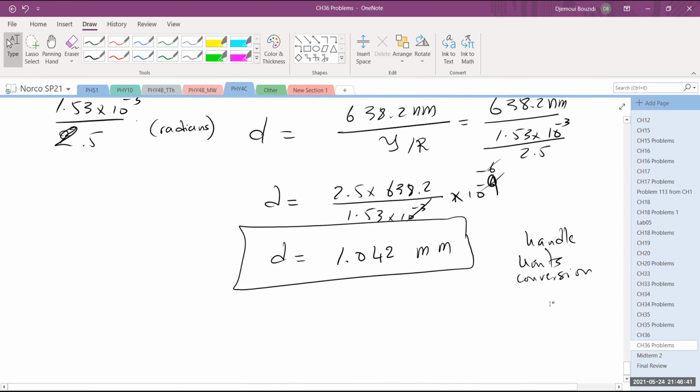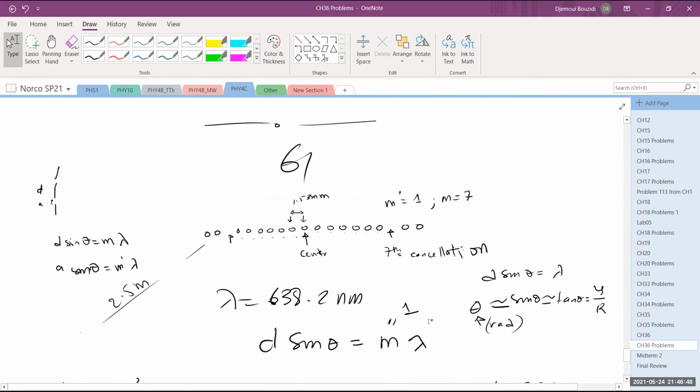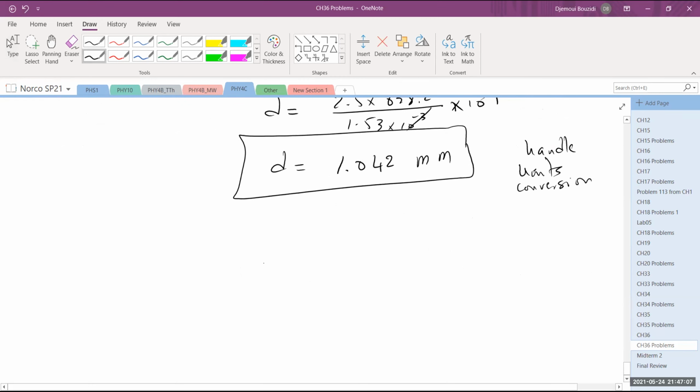And the next question is, how wide is each one? Basically a. So now we have d. I need to find this angle. Obviously, this angle is not going to be a small angle. This one or this one, it's the same thing. So this is the first theta that corresponds to m prime equals 1. So we know for m prime equals 1, a sine theta is equal to lambda. So this is the dark, okay?